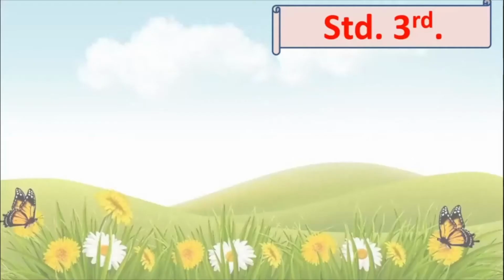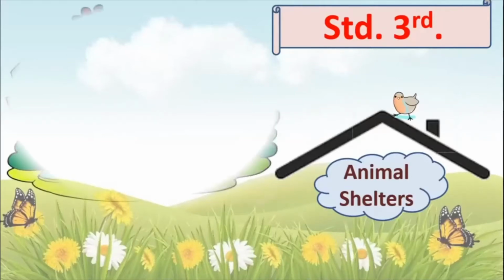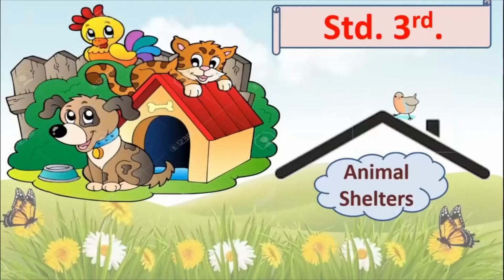Hello everyone, let me welcome you to a beautiful lesson in EVS for standard 3rd, and the name of the lesson is Animal Shelters. Now we have been learning about where we people live. Human beings live in a house. But what about these animals, children? Where do they live? The places where animals live are called animal shelters.